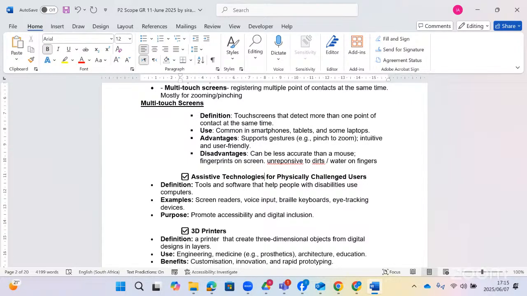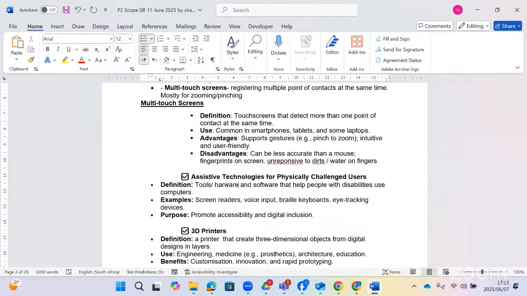Assistive technologies for physically challenged users. These are the tools and software that help people with disabilities in the way that they use their computers. Now, there are several software that are available, and then several hardware or tools that can help people with disabilities.